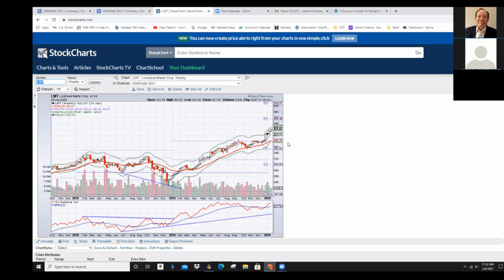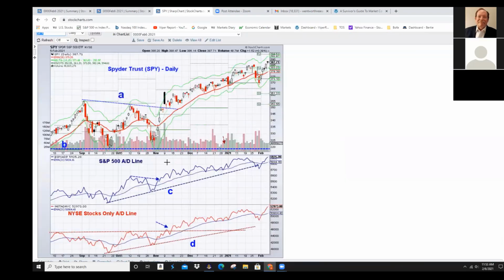I also use TOS. Didn't include any TOS charts in there, but TOS has some great stuff. They don't have quite the, at least I haven't been able to find them, if they do, they don't have all the AD lines that are available on StockCharts. StockCharts has all 6 that I follow, and so this is kind of my typical chart of the Spider Trust, the daily chart. A little different.